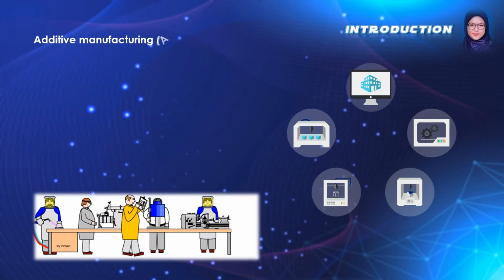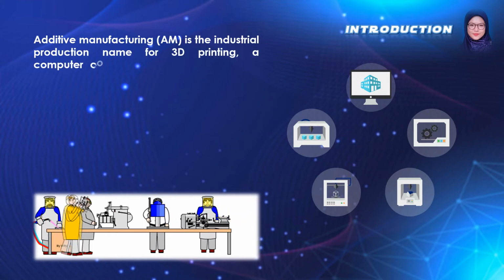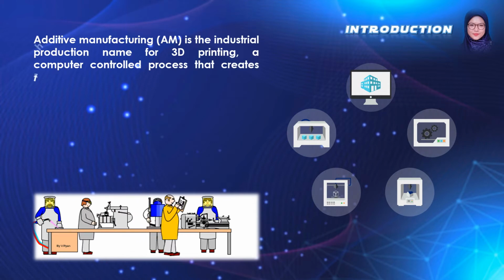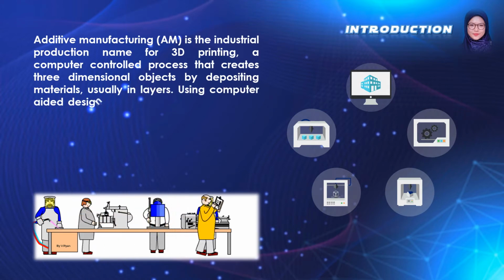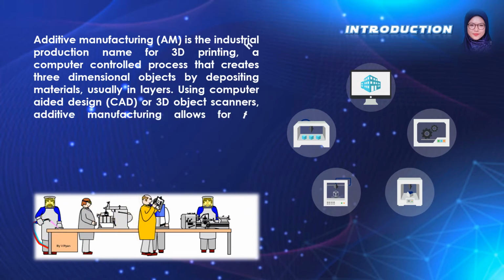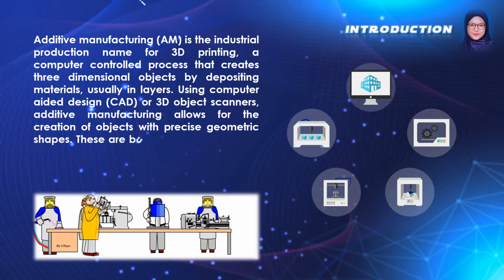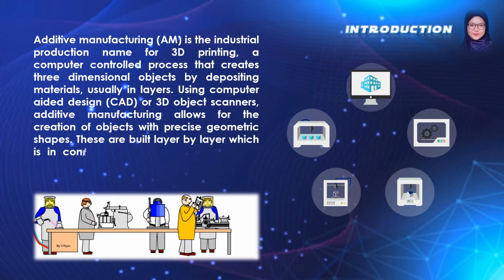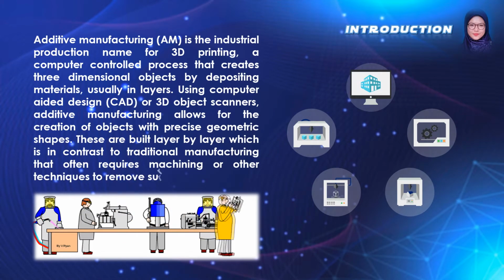Additive manufacturing (AM) is the industrial production name for 3D printing, a computer-controlled process that creates three-dimensional objects by depositing materials, usually in layers. Using computer-aided design (CAD) or 3D object scanners, additive manufacturing allows for the creation of objects with precise geometric shapes. These are built layer by layer, which is in contrast to traditional manufacturing that often requires machining or other techniques to remove surplus material.